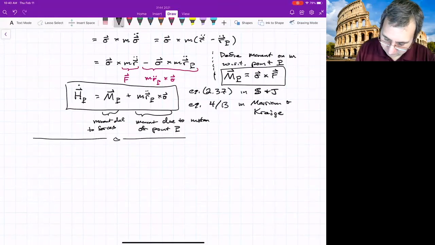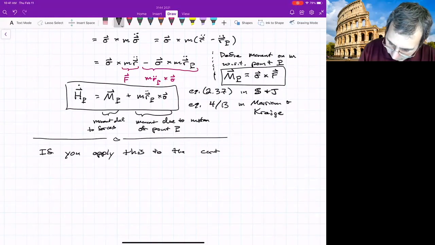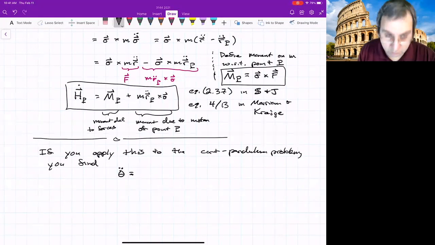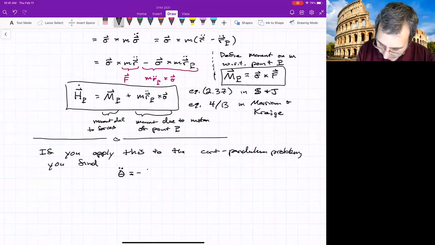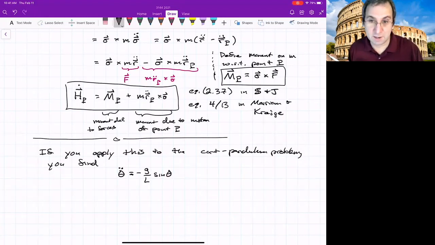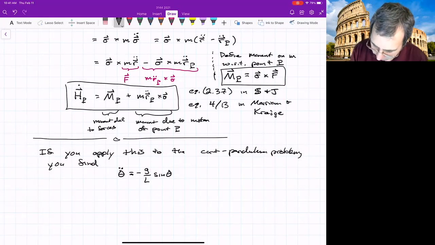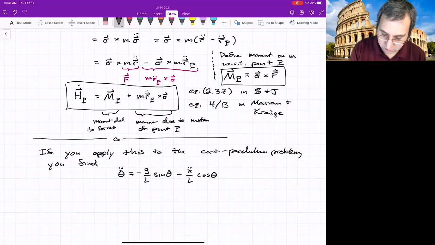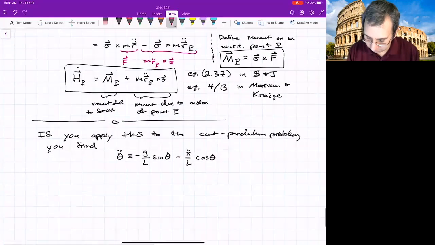And if you apply this to the cart pendulum problem, here's what you'll find. Theta double dot, the equation of motion for theta, ends up being negative g over L sine theta. That makes sense, it looks like the normal pendulum. But then there's this other contribution, x double dot over L, where x double dot has units of acceleration, just like acceleration due to gravity, times cosine theta. This is the contribution due to the moving pivot.